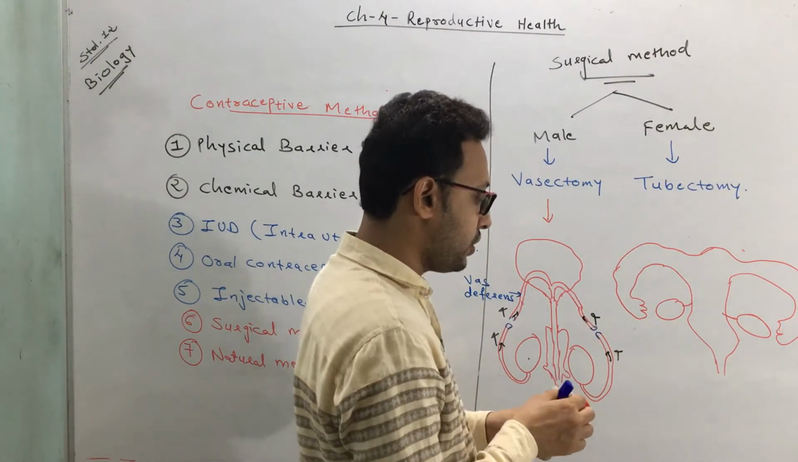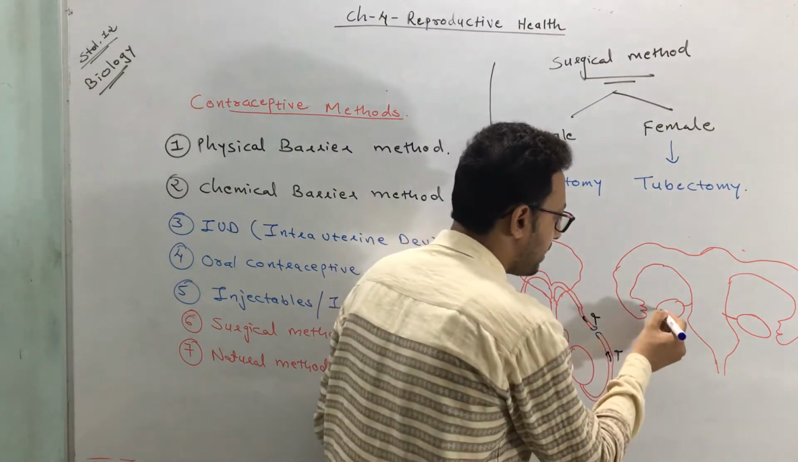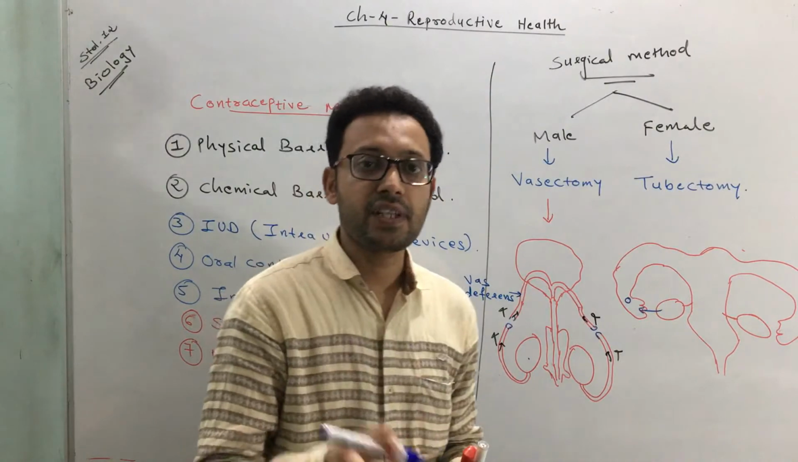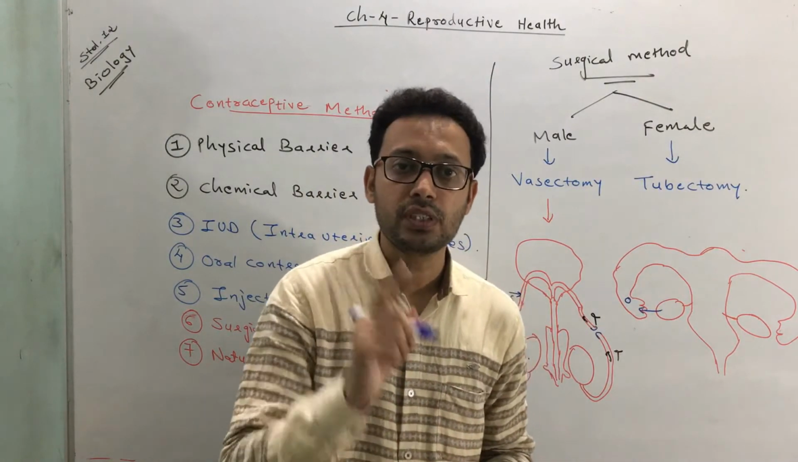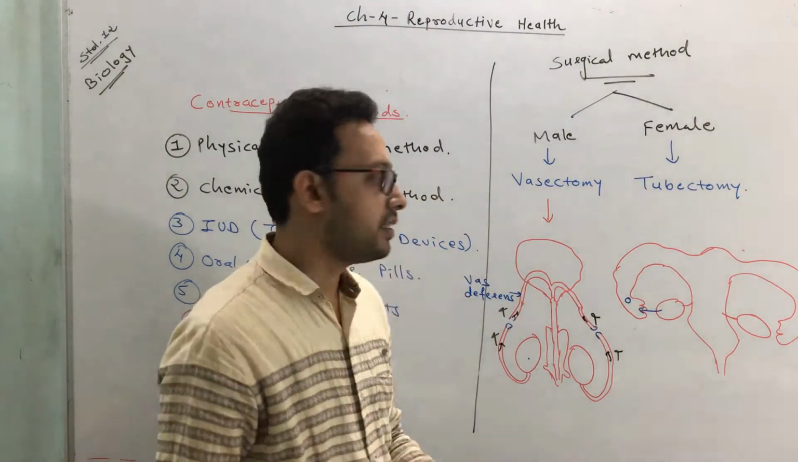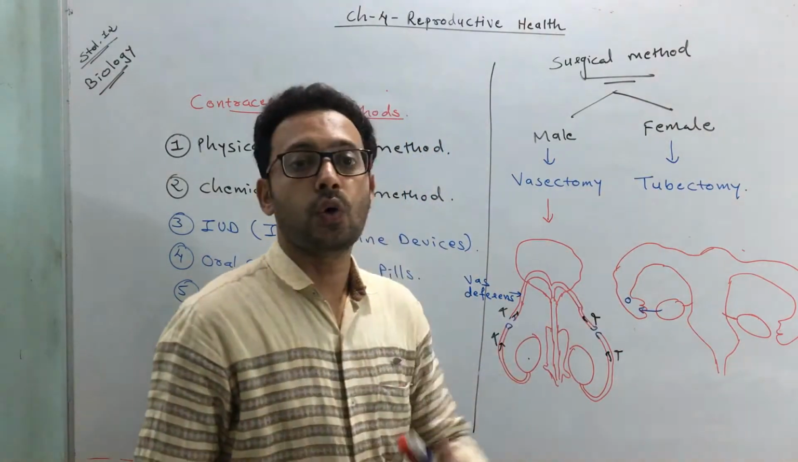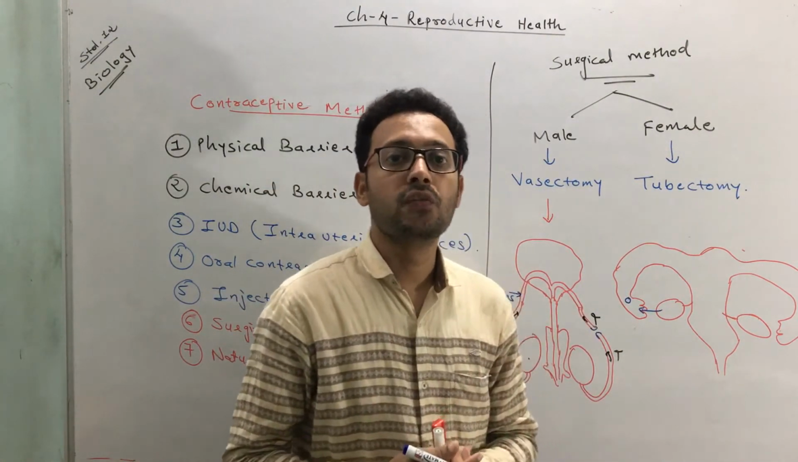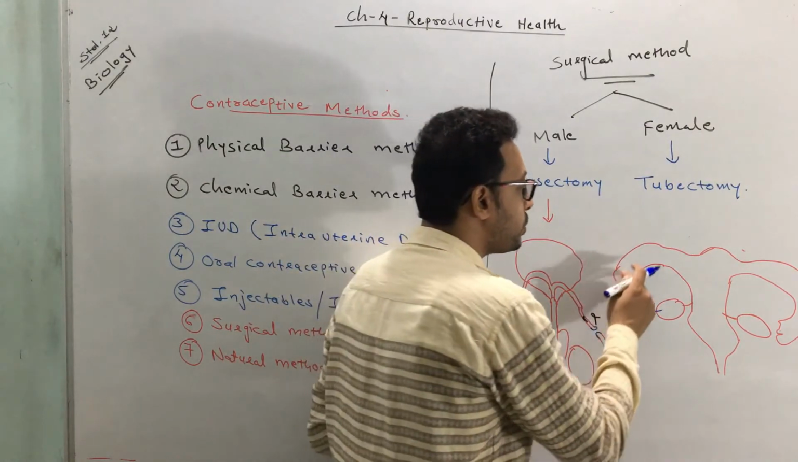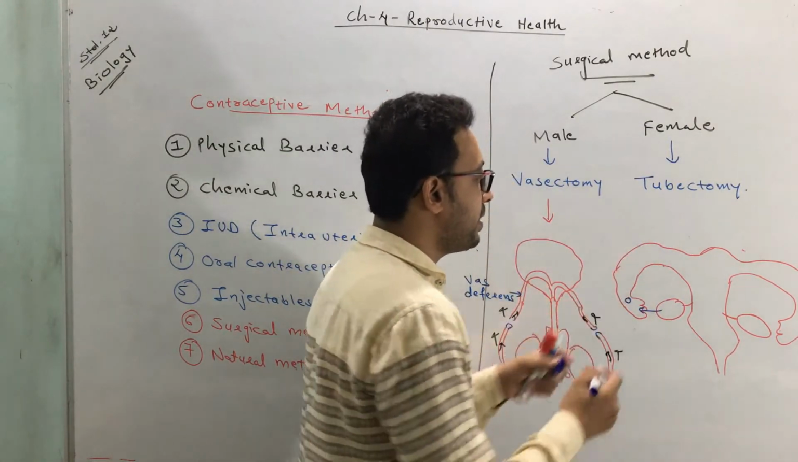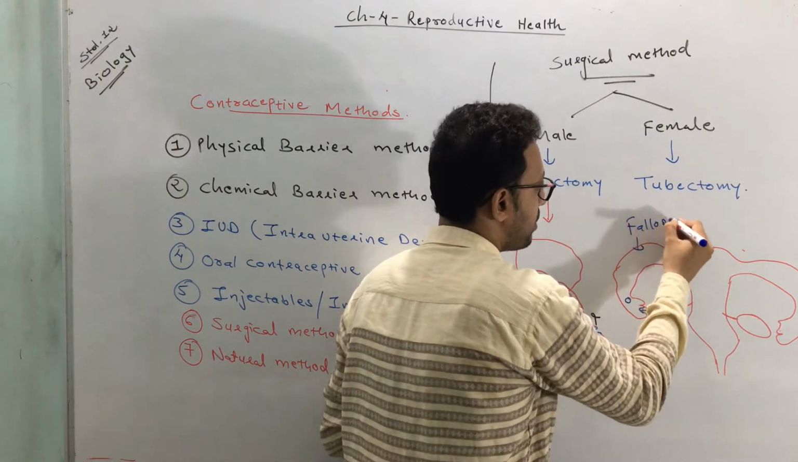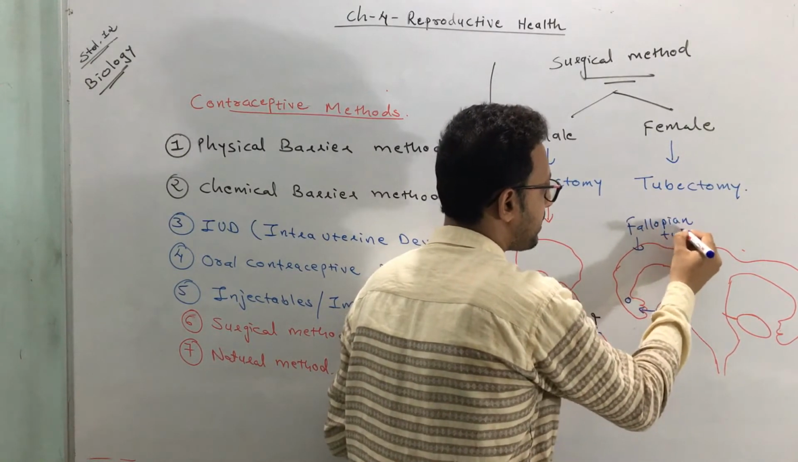Now what happens? You know that every 14th day of the menstrual cycle, one ovum gets released, and the process of release of this ovum is called ovulation. This ovum is usually transported through a fallopian tube. This is the fallopian tube through which the released ovum is transported.